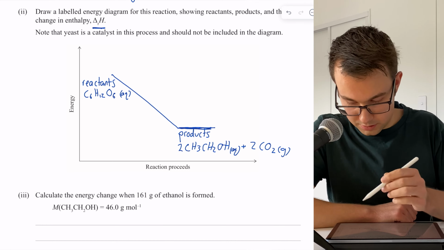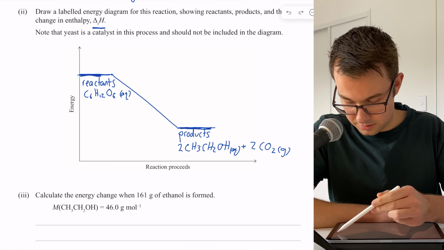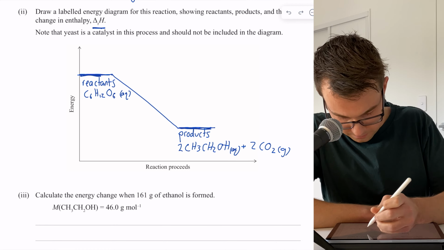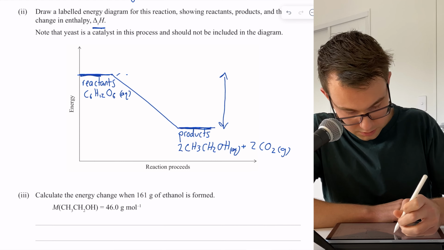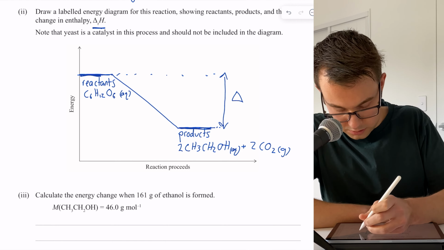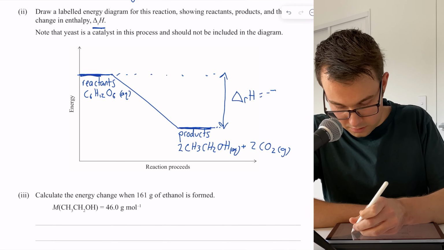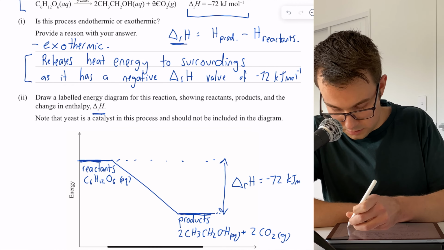Reactants, higher amount of heat energy. Products, lower amount of heat energy. Now, if we go like this and draw a little arrow here, let's just do a little dotted line. And this is your change in enthalpy. And we know from before, it's negative 72 kilojoules per mole.